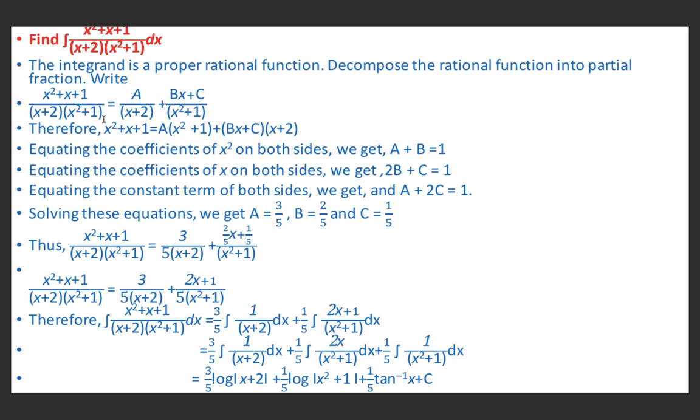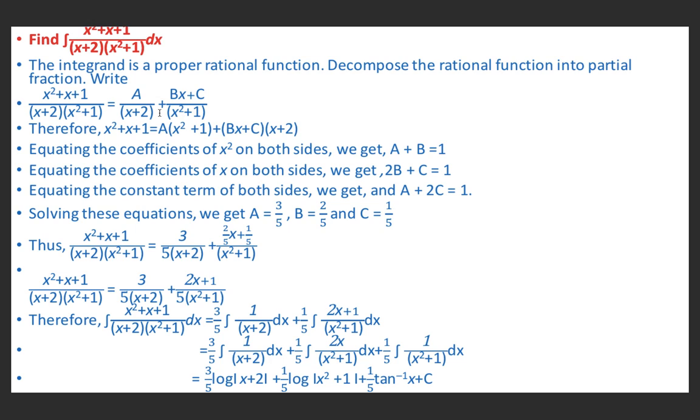Always remember it, whenever you have a quadratic factor in the denominator, in the numerator you will write bx plus c if it is not possible to reduce it into partial fractions. So the partial fraction of x square plus x plus 1 upon x plus 2 into x square plus 1 will be a upon x plus 2 plus bx plus c upon x square plus 1.